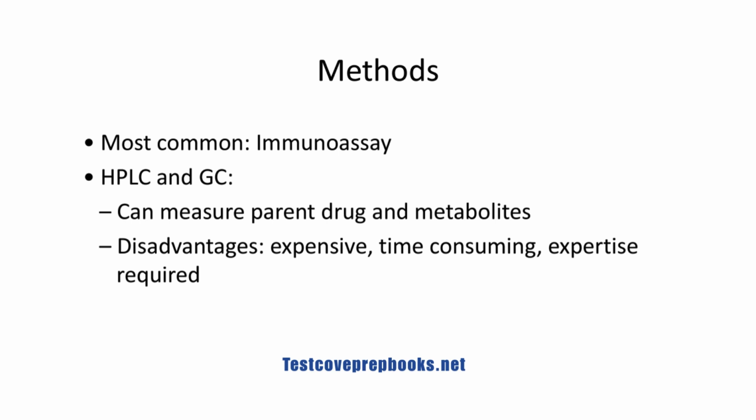Now let's look at the methods used. The most common method is immunoassay. More advanced methods include high-performance liquid chromatography, or HPLC, and gas chromatography, or GC. These methods allow measurement of both the parent drug and its metabolites. However, they come with disadvantages. They are expensive, time-consuming, and require expertise.